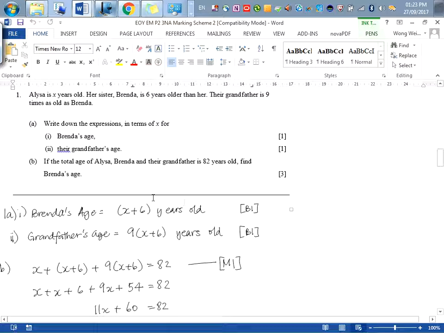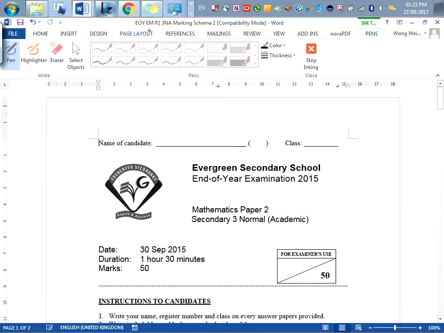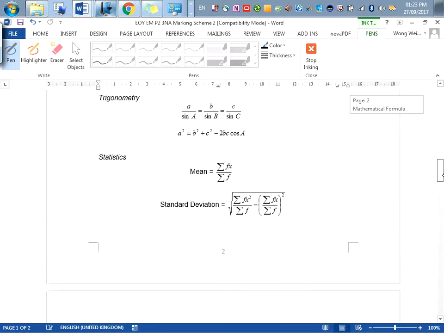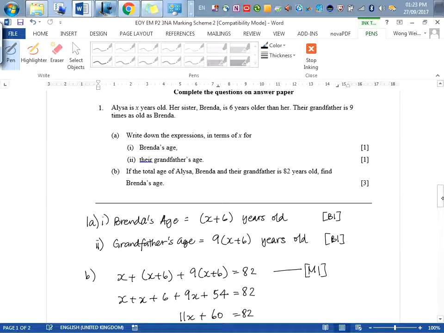A part 1, Brenda's age is x plus 6. Okay, do your corrections, if any. So first one, x plus 6. Grandfather's age is just 9 times of x plus 6. Brackets are important. If you expanded it to be 9x plus 54, it is also okay.